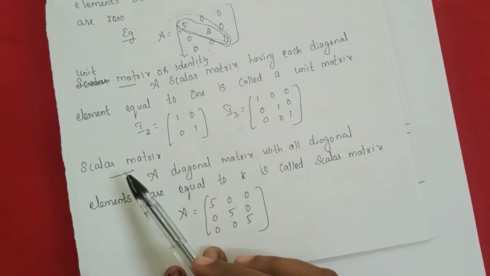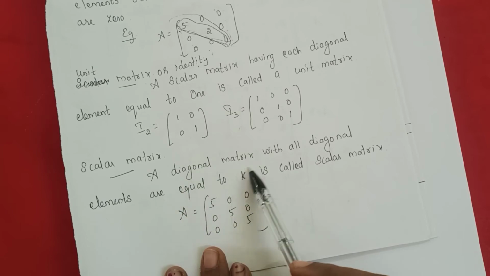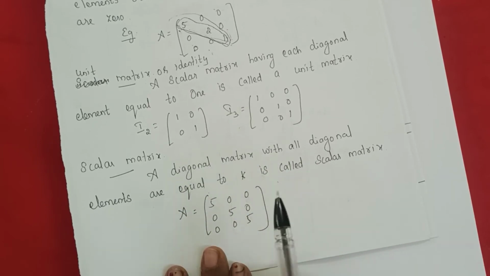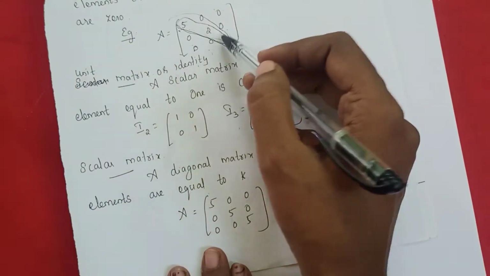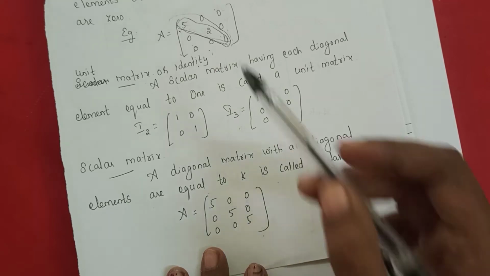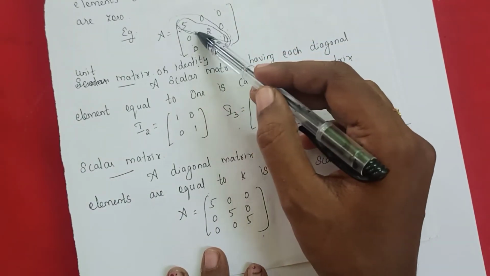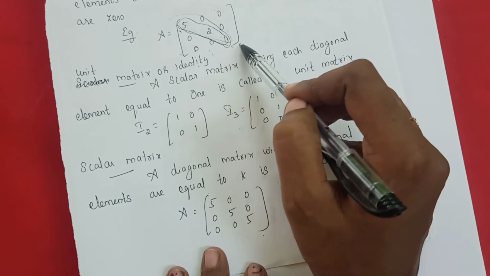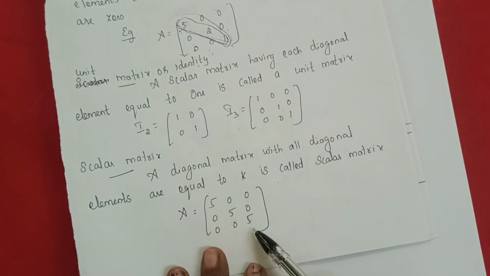See this. In a scalar matrix, it is a diagonal matrix in which all the diagonal elements are equal to K. There is a small difference between a diagonal matrix and a scalar matrix. What's the small difference? Here in a diagonal matrix, all the diagonal elements are different. Is it right? Here it is 5, here it is 2, here it is 1. But in a scalar matrix, if it is 5, it is also 5, it is also 5.